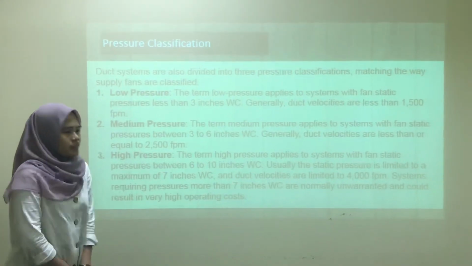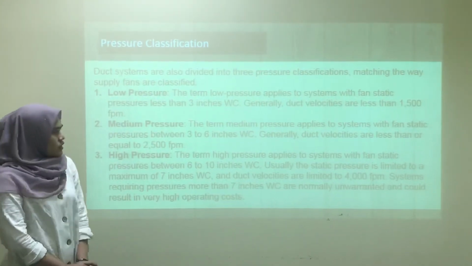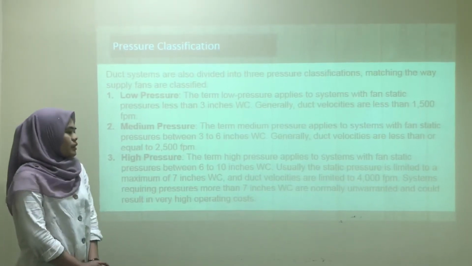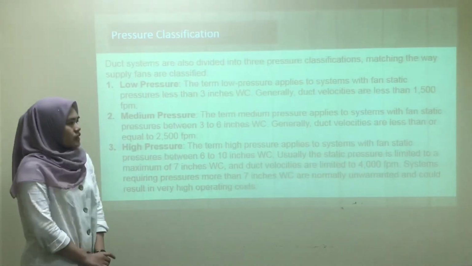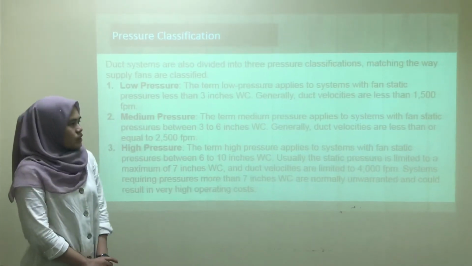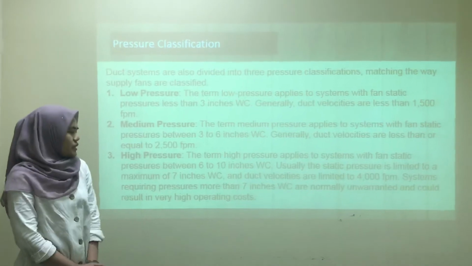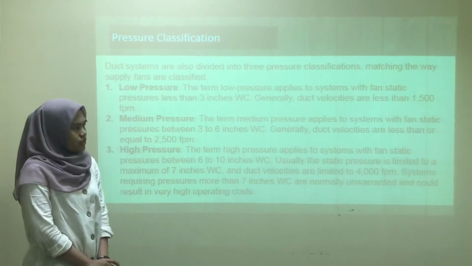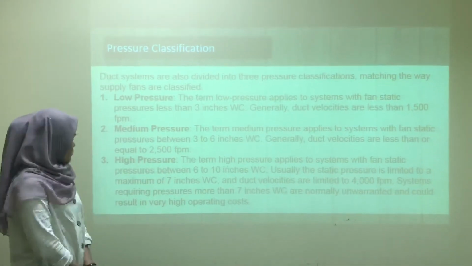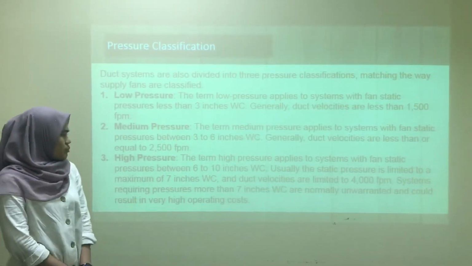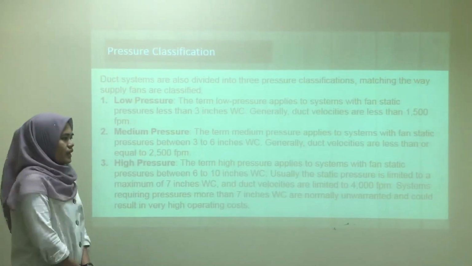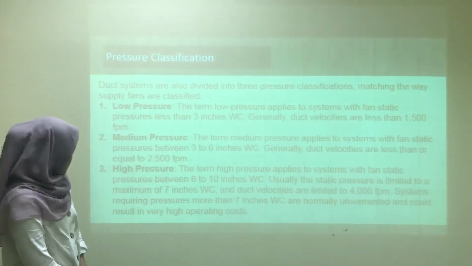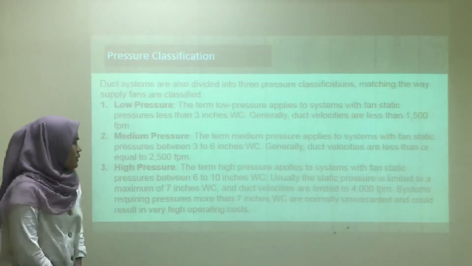The term high pressure applies to systems with fan static pressure between 6 and 10 inches WC. Usually, the static pressure is limited to a maximum of 7 inches WC, and duct velocities are limited to 4000 fpm. Systems requiring pressure of more than 7 inches WC are normally unworkable and could result in very high operating costs.